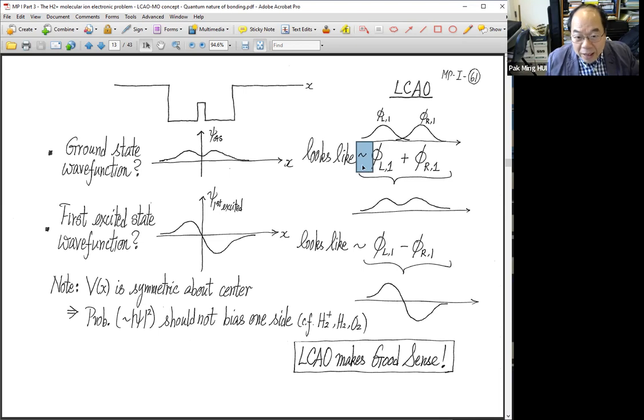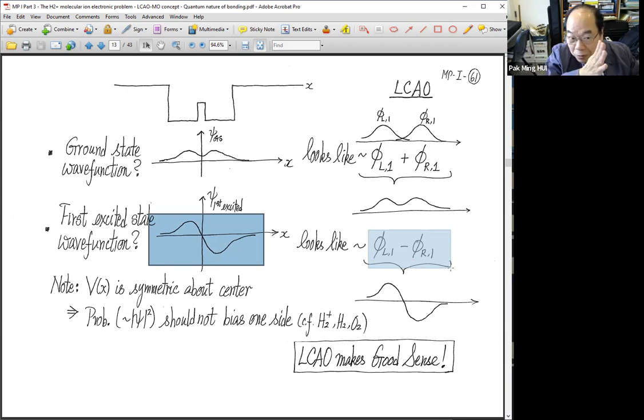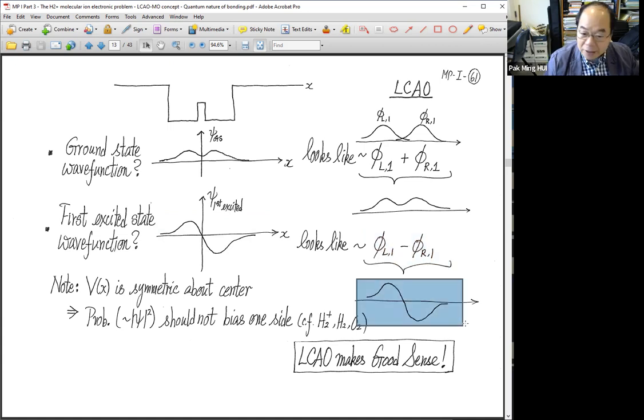Okay? Even if you sketch the first excited state, you would guess something like that. And that is quite like the ground state on the left minus the ground state on the right, another linear combination. This is an odd combination about the midpoint. That is already quite like the first excited state. Okay, so this is the idea behind LCAO. And using these simple examples, it makes good sense already. Okay, so that is the big picture.